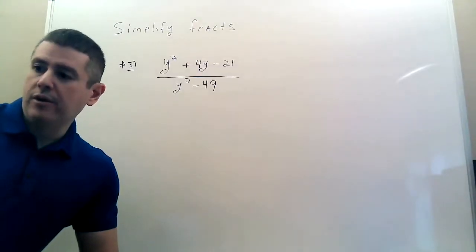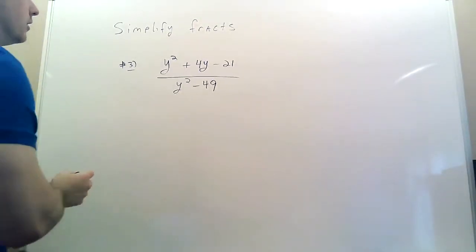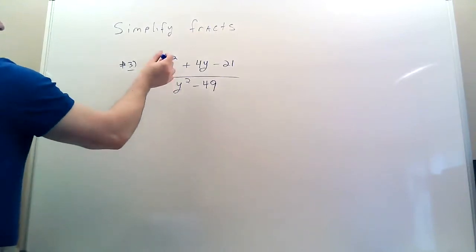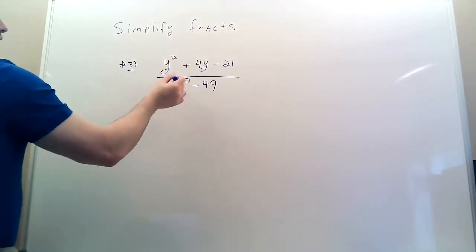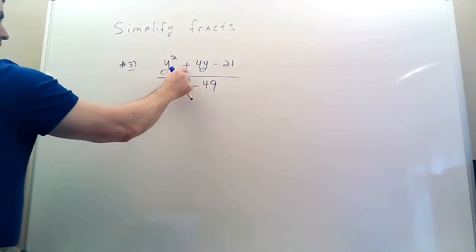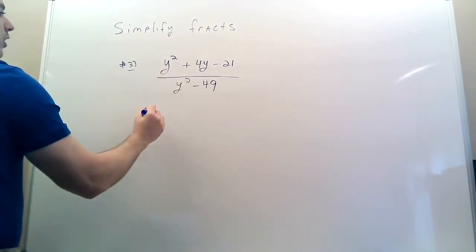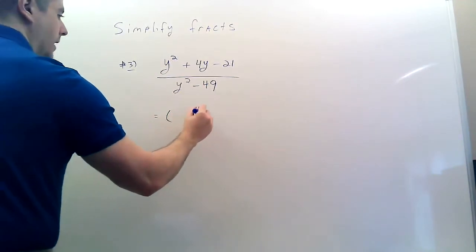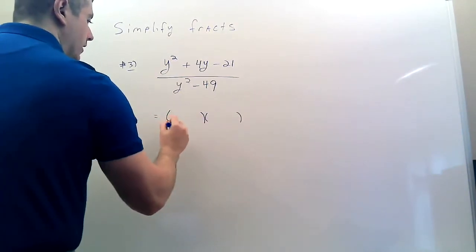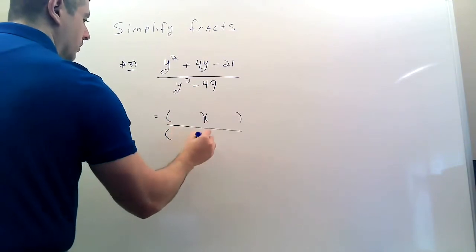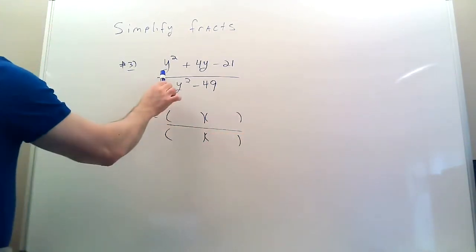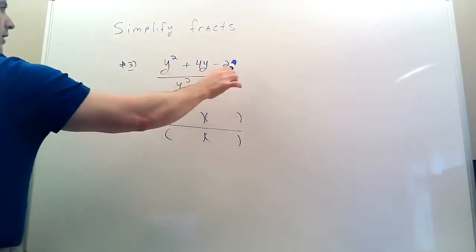All right, question number 3. Start getting a little more complex, but still not that bad. Again, resist the temptation. You can't cross these y squareds out because they are connected to something else with a plus and with a minus. All you can do is factor the top and the bottom. Now, they have y squareds in them, and there's no GCF. There's no common number. There's no letters in common.